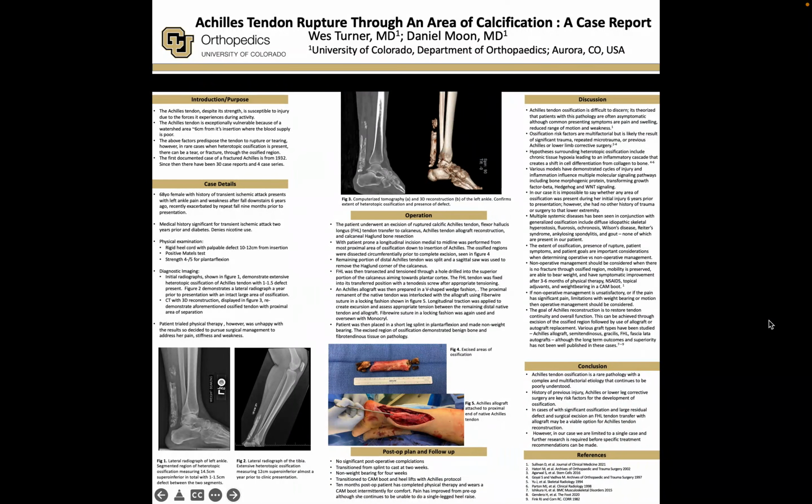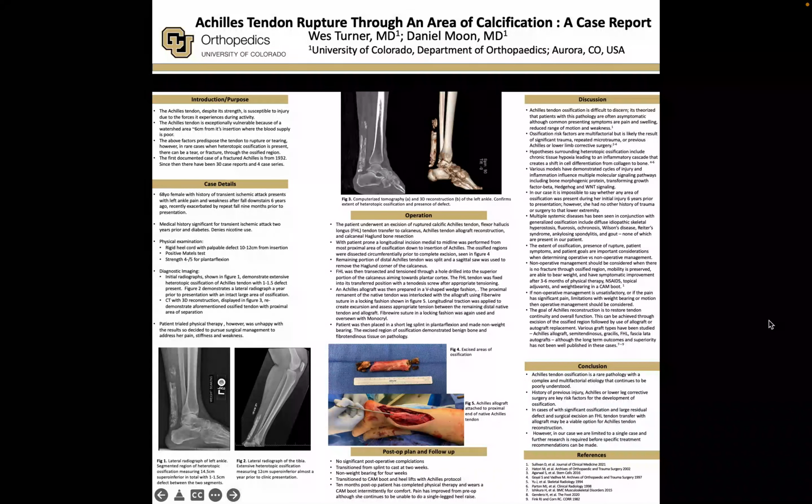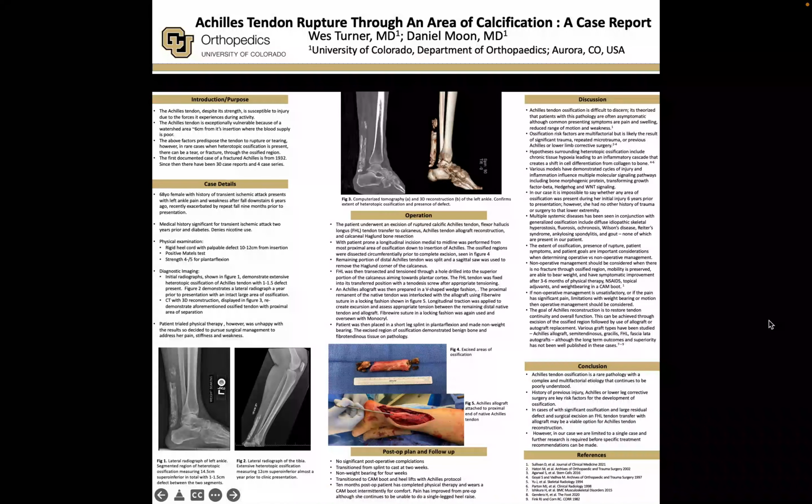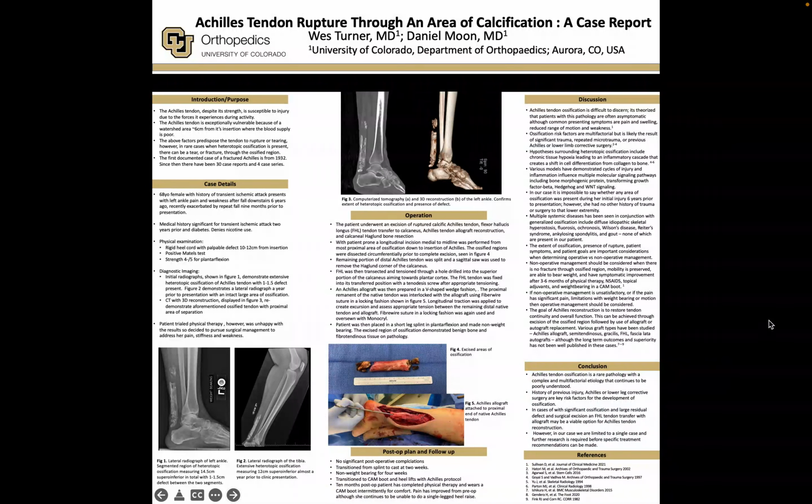The largest risk factors are history of previous injury or a history of surgery to that extremity. In the cases of significant ossification with a large residual defect or significant symptoms, surgical excision and FHL tendon transfer plus or minus allograft or autograft may be a viable option for Achilles tendon reconstruction. However, our case is obviously limited as it is a single case study, and further research is warranted for specific treatment as well as specific causes for this pathology.